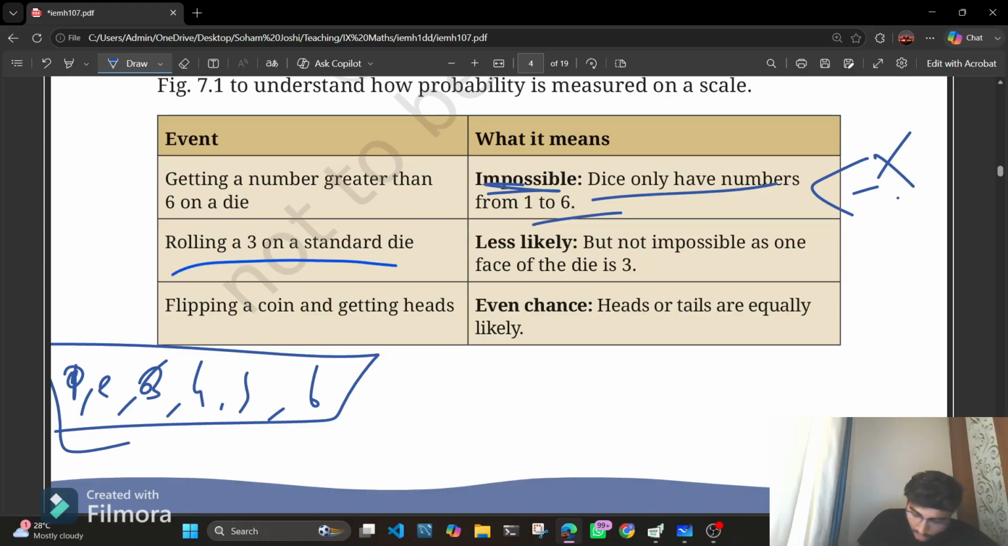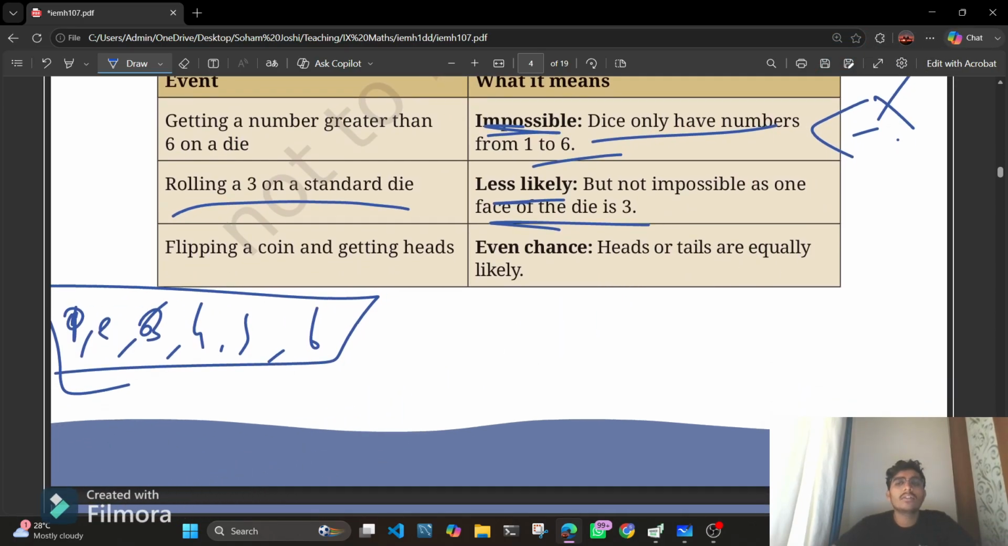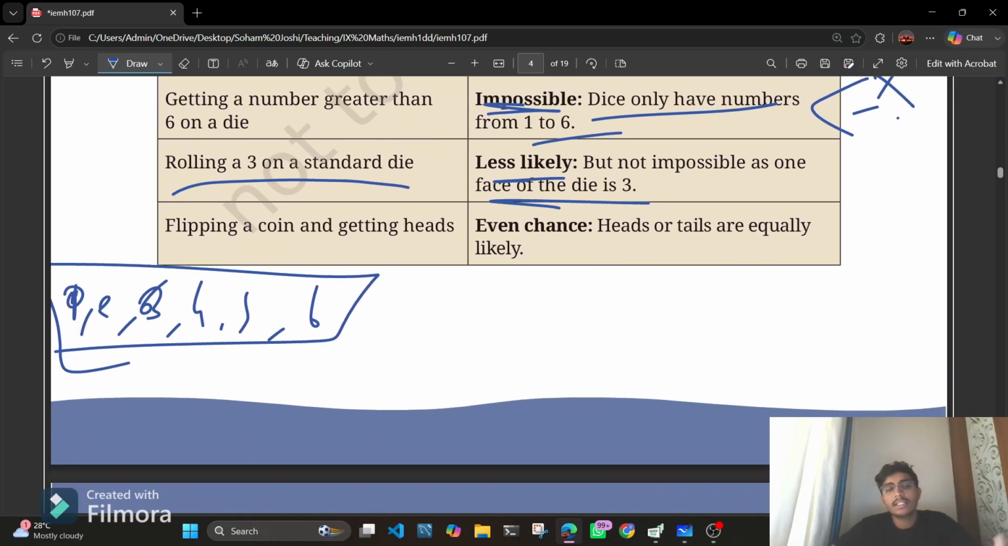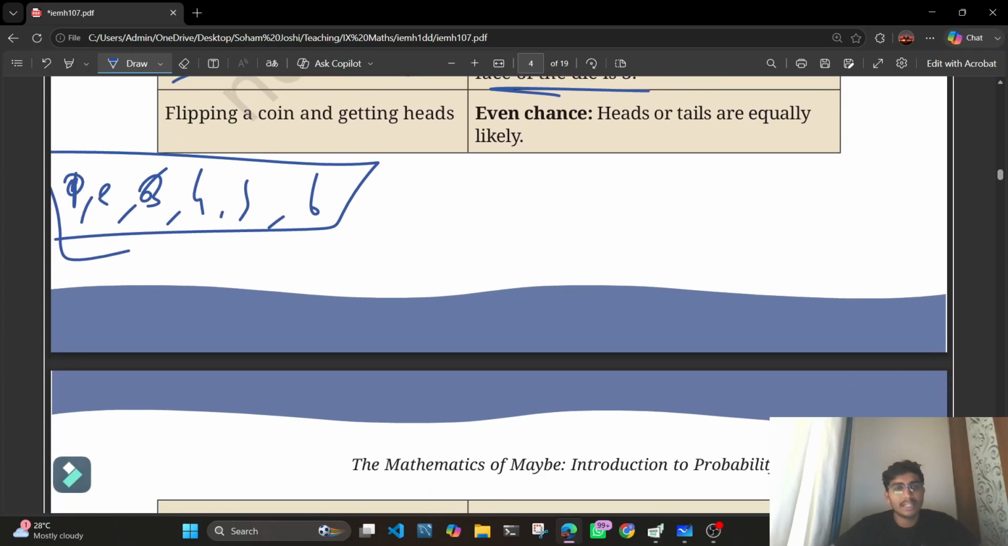So rolling a 3 on a standard die is less likely to happen, but not impossible, as one of the faces of the die is 3. ठीक है, it is possible but it is less likely. Maybe I could say that, ये die में 3 कम आता है. Maybe I could say it like that, but rolling a 3 on a standard die is less likely to happen.